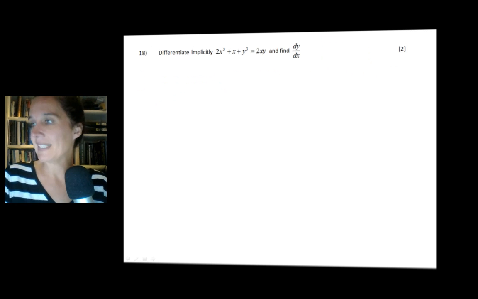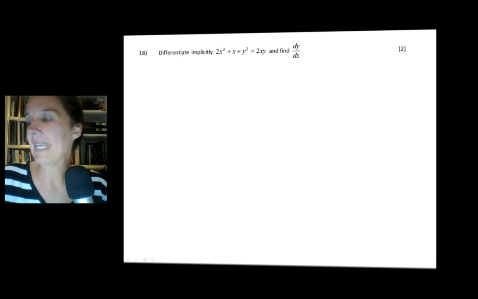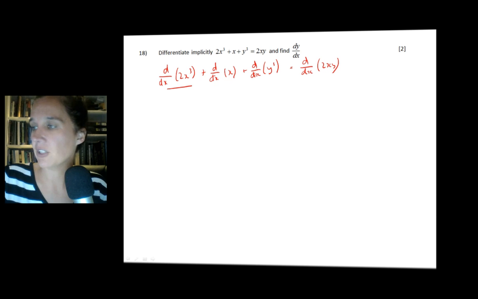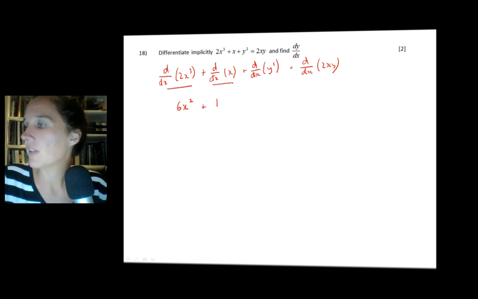Okay, so moving on to question 18. We're wanting to differentiate implicitly and find our dy on dx. So we're differentiating each term independently. So here we've got d on dx of 2x cubed times our x, plus d on dx times our y cubed, is equal to d on dx here of our 2xy. So here, this first one, only x terms involved and whole numbers, we end up with 6x squared. Our second term here is only x terms, that becomes 1. So these ones are nice and easy.